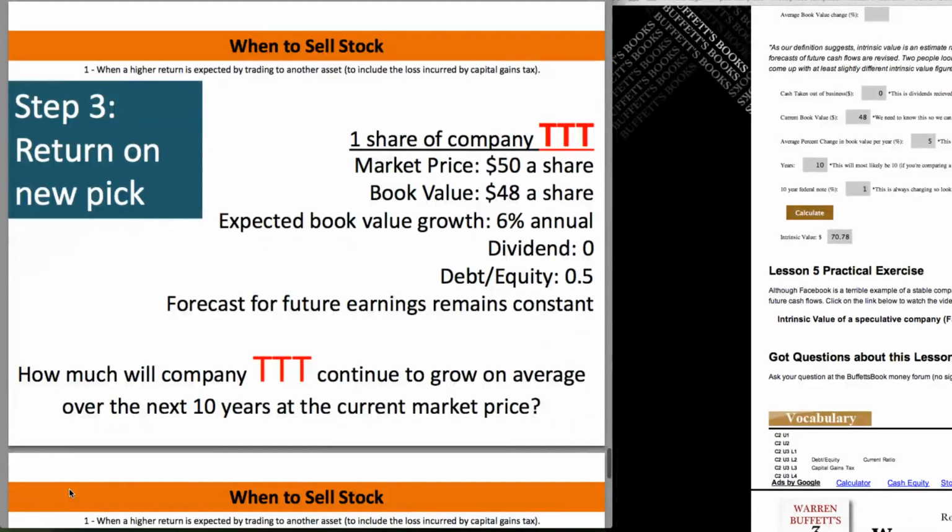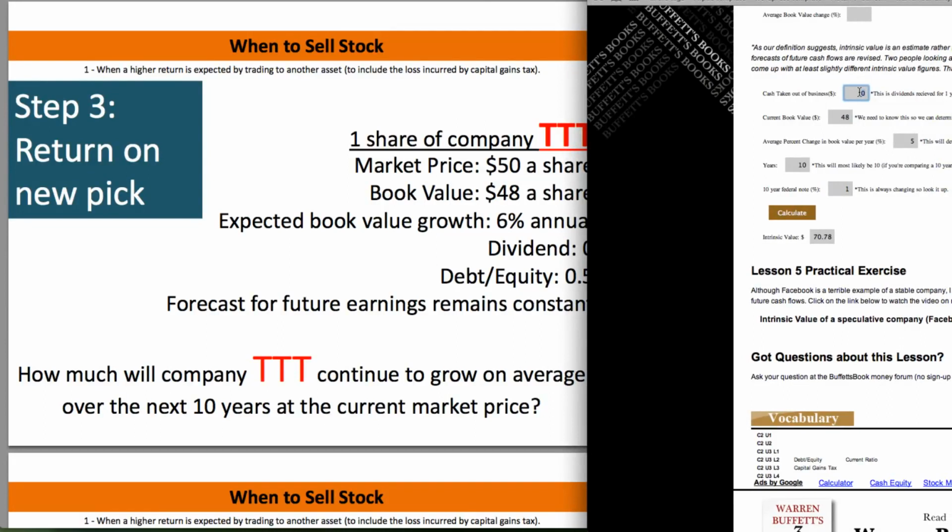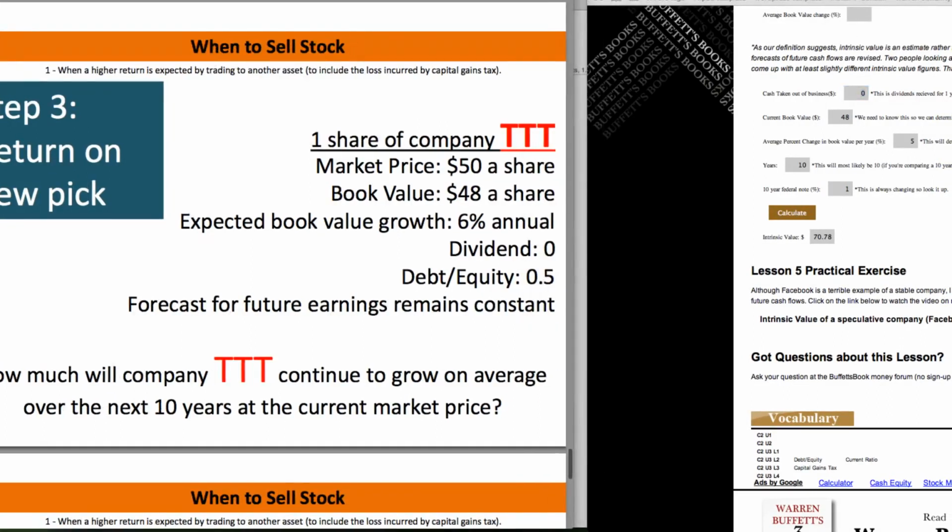So in order to do that, we come back to the Buffett's Books intrinsic value calculator. Okay, and what we're going to do is the cash taken out of the business, no dividend is being paid. Okay, so that's going to be 0. The book value, just by chance, is still $48. Almost always that'll be different from your previous pick, so that's just pure coincidence. When we look at the average percent change in book, this is a little different. This company TTT is a little bit higher at 6%. Okay, the number of years is still going to be 10, and our 10-year federal note, if you remember, is still 4.5% currently. So we're going to go ahead and hit calculate.